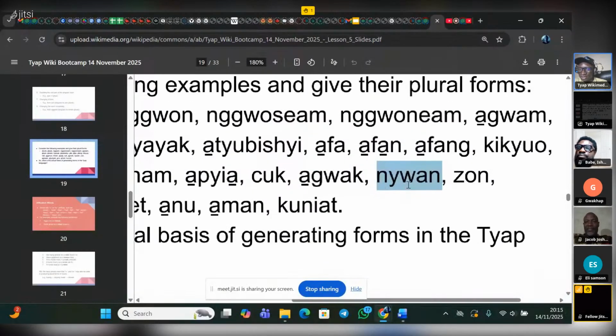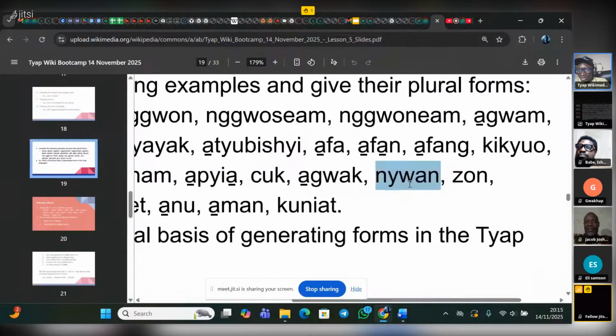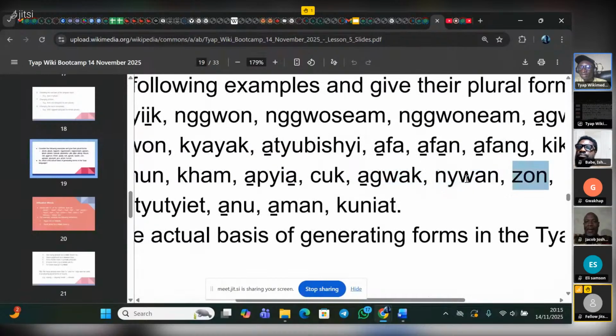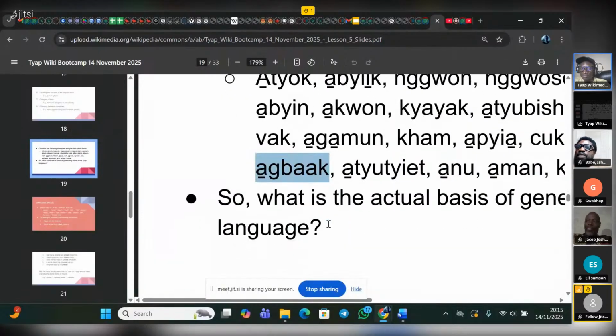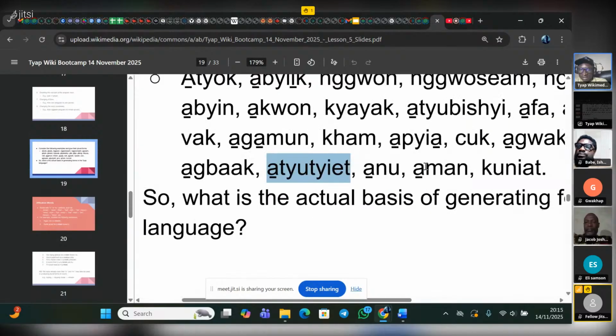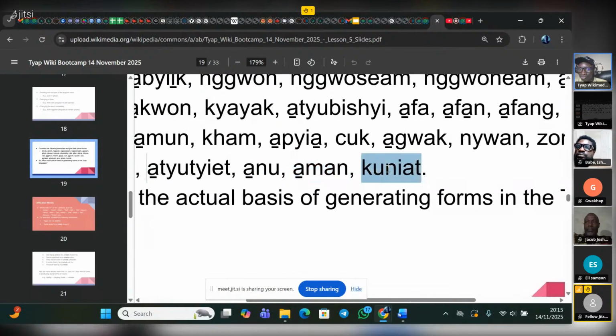And then you have neon, chicken, zone, goat. A bag is a male poultry bird. It could be a bag neon, it could be a bag a man, and so on and so forth. So long as it is a poultry bird with two legs and feathers on its body. And then we have a tutor, teacher, a new mouth, a man, bird, kunyat, earthworm.